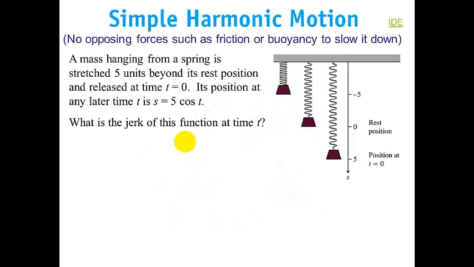Now we're going to look at one more thing. We're going to consider the jerk. And the jerk is the derivative of acceleration, which would be the second derivative of velocity, which would be the third derivative of position. Now we had the acceleration to be -5 cosine t. So if we take the derivative of that, the derivative of cosine is negative sine. That'll be multiplied by our -5, and we will get 5 sine t.